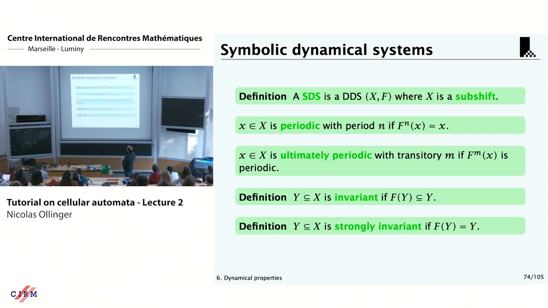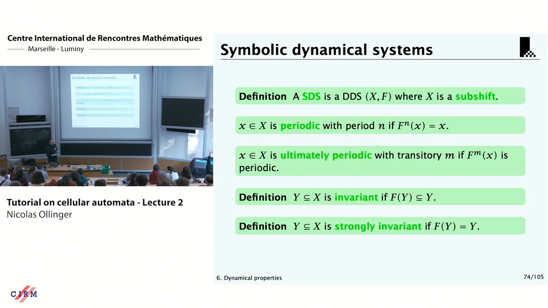What can I say? You're periodic in time if there is a power of your rule which is the identity. You're ultimately periodic if it's the case after some pre-period. You have invariant sets of configurations in which you stay by applying the rule, and strongly invariant sets, in which you stay, but you can go to the rule set by applying your rule on them.